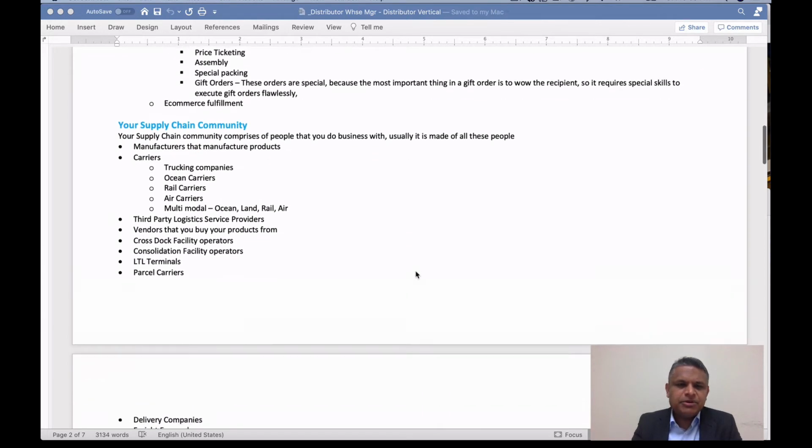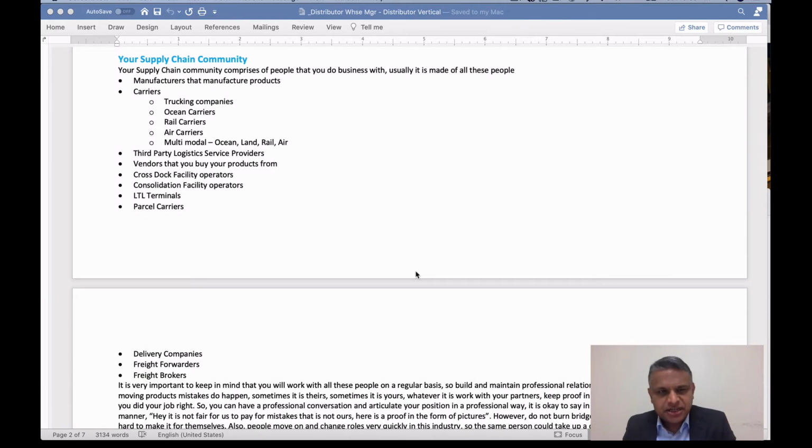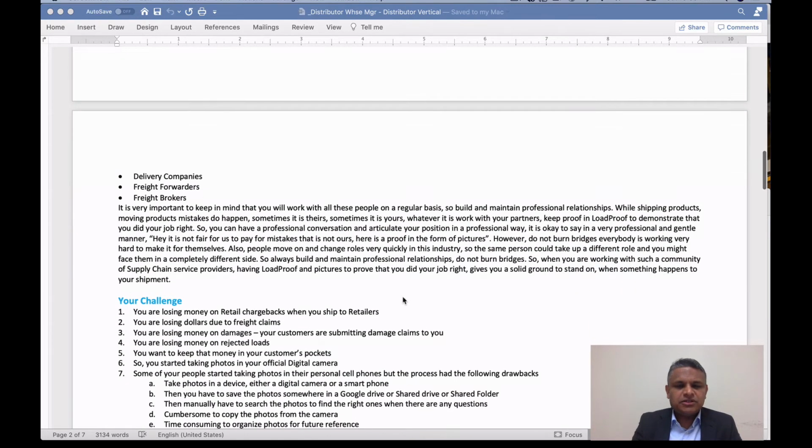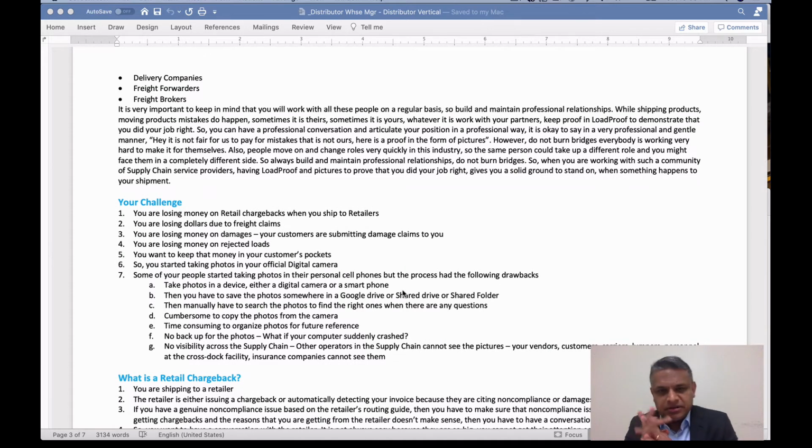So your supply chain community consists of all these people: manufacturers that manufacture products, carriers, trucking companies, ocean carriers, rail carriers, air carriers, multimodal, third-party logistics service providers, vendors that you buy your products from, cross-dock facility operators, consolidation facility operators, LTL terminals, parcel carriers, right? Delivery companies, freight forwarders, freight brokers, right? It's very important to keep in mind that you work with all these people on a regular basis, so build and maintain professional relationships, right? While shipping products, moving products, mistakes do happen. Sometimes it's theirs, sometimes it's yours.